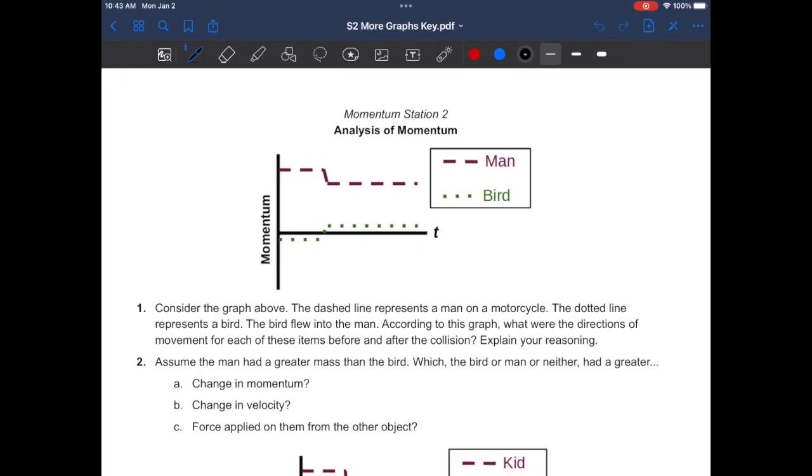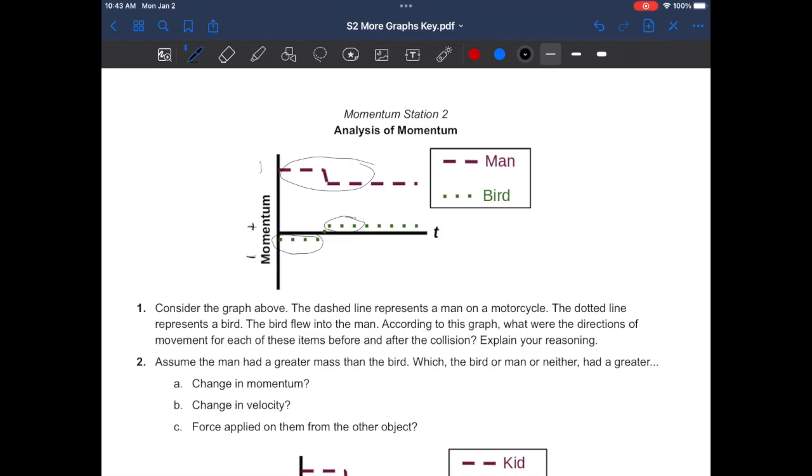Considering the graph above, the dashed line represents the man on a motorcycle, the dotted line the bird. The bird flew into the man according to the graph. What were the directions of the movement or velocity of each of these items before and after the collision? Explain your reasoning. Well, momentum is mass times velocity.